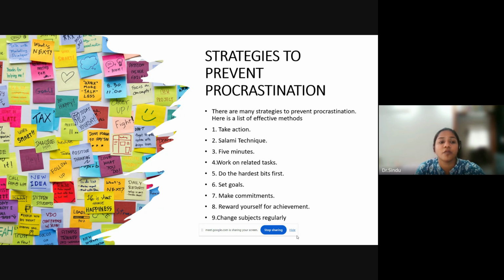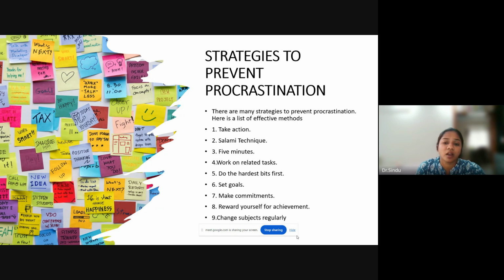Next one is the 5 minute technique. What is the 5 minute technique? Anybody? You have to prioritize and finish that particular task within 5 minutes, when it requires only 5 minutes.